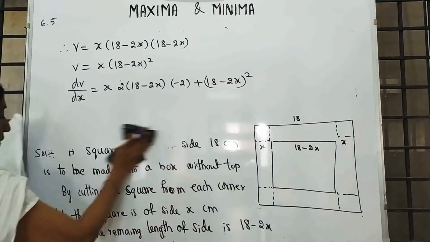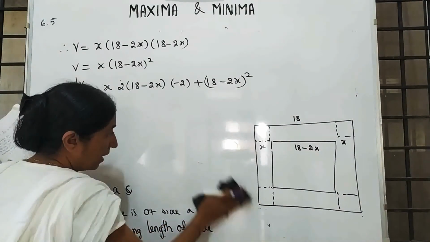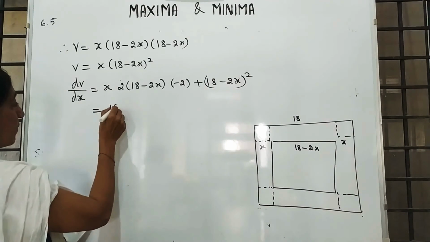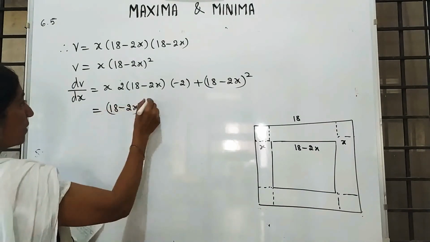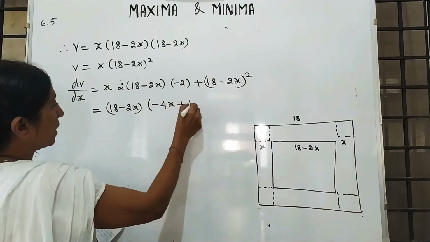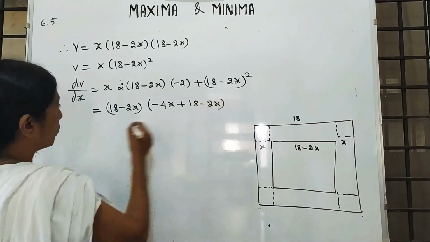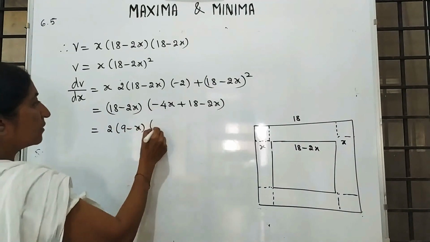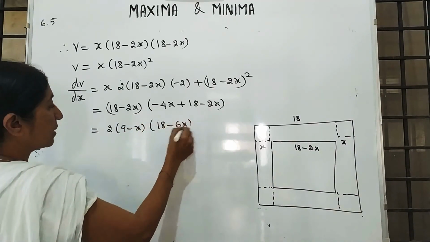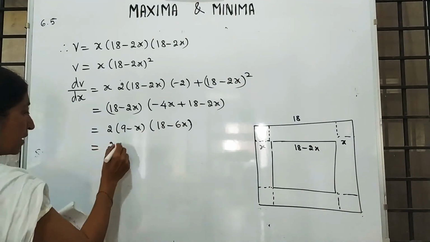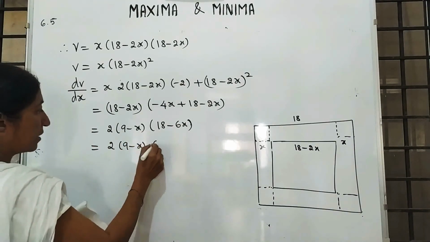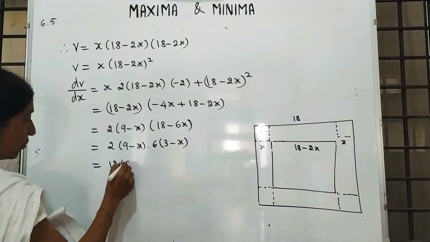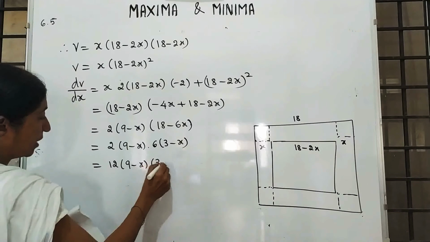Differentiation of x is 1. And for our convenience, I took 18 minus 2x as common. In the first bracket minus 4x, second bracket will be 18 minus 2x. Again I took 2 common here, 9 minus x. This is 18 minus 6x. Here also I took 6 common. It is 2 into 9 minus x, 6 into 3 minus x. That is 12 into 9 minus x into 3 minus x.